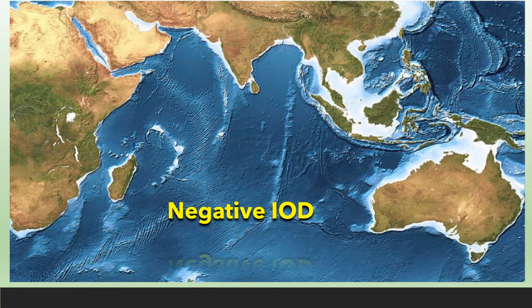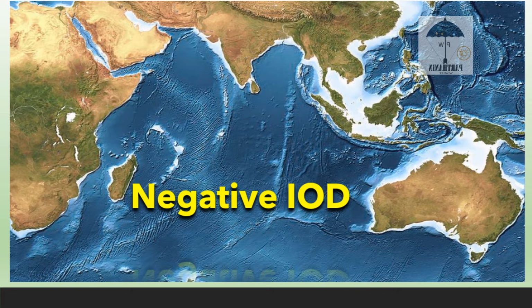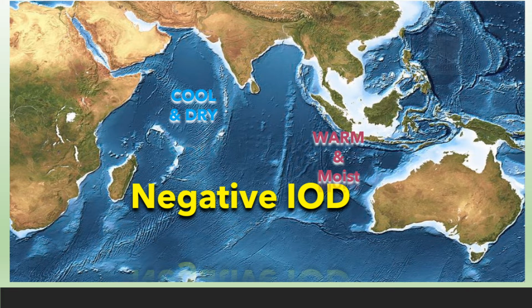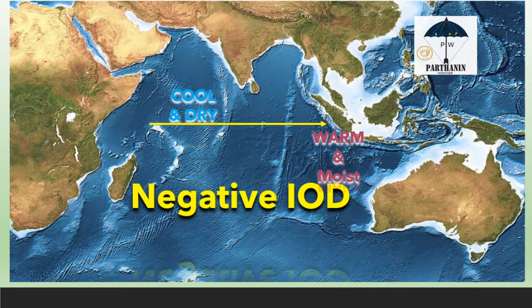Let's see about negative Indian Ocean dipole. This is exactly opposite to positive Indian Ocean dipole. Cool and dry air over the West Indian Ocean and warm and moist air over the East Indian Ocean. Again, there is a reversal. The equatorial westerlies take place, that is, wind moves at surface level from west to east.